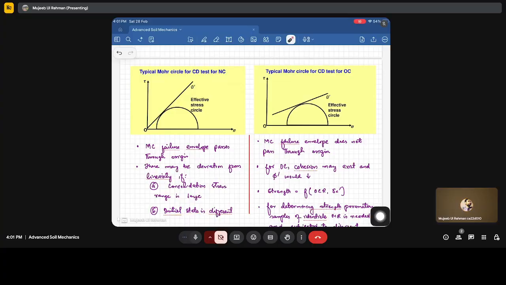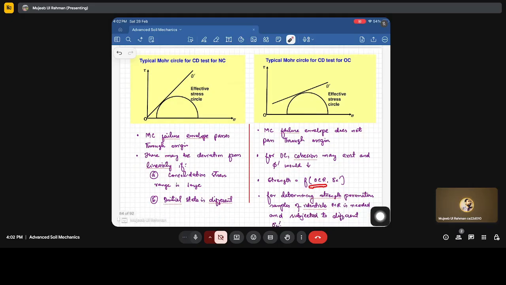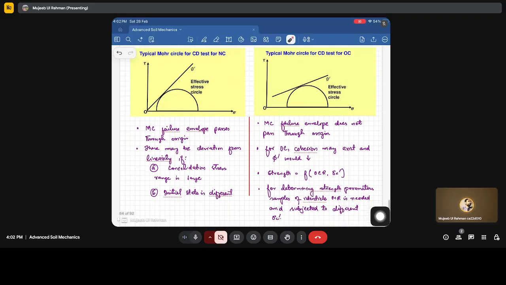Now this is a typical response for the OC. The Mohr circle envelope does not pass through the origin. For OC, cohesion may exist and phi dash would decrease. Fine. And strength is a function of OCR, the overconsolidation ratio, and confining stress. For determining strength parameters, samples of identical OCR are needed, subjected to different confining stresses.